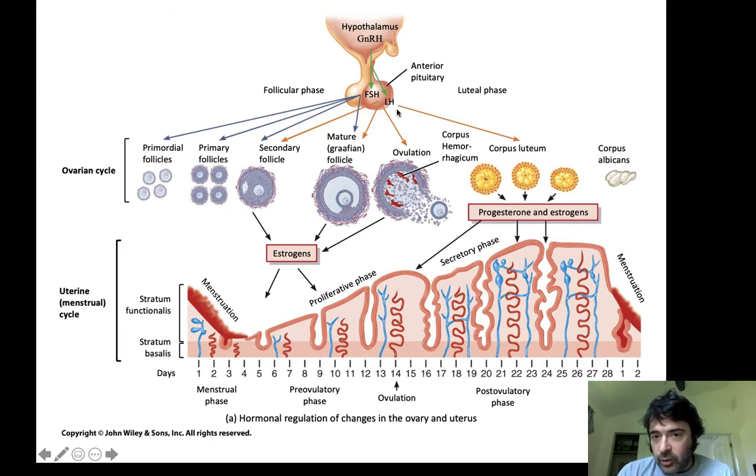progesterone and estrogen. Luteinizing hormone triggers the release of progesterone and estrogen. Progesterone and estrogen concentrations are high during the secretory phase, particularly progesterone. When the concentration of these hormones drops at the end of the luteal phase, that's what triggers this to happen again. So the hypothalamus detects drops in progesterone and estrogen and tells the anterior pituitary gland to release follicle stimulating hormone.